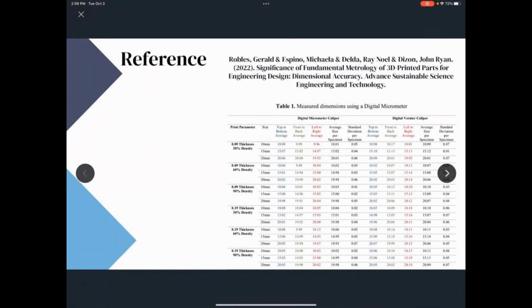Sorry. So the reference is a research paper that was published in 2022, under the title The Significance of Fundamental Methodology of 3D Printed Part for Engineering Design, Dimensional Accuracy. And our result is very similar to this research paper. As we can see from this table, they measured three different infill densities, 30%, 60%, and 90%, and the standard deviation increased as the density increased, which is similar to our result from our research.